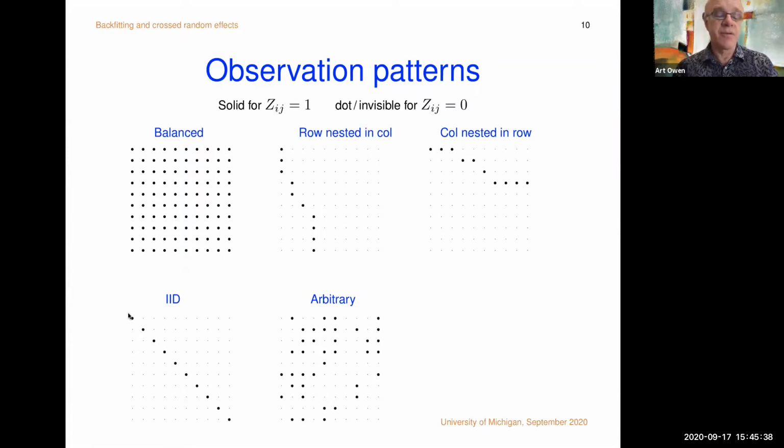Down here, if you never saw the same row twice, and you never saw the same column twice, you're basically in an IID setting. You have no chance to learn the random effect variances then. We're in this arbitrary hodgepodge. It is what it is. It's just this arbitrary pattern of what was observed and what wasn't. That's the world we have to handle.